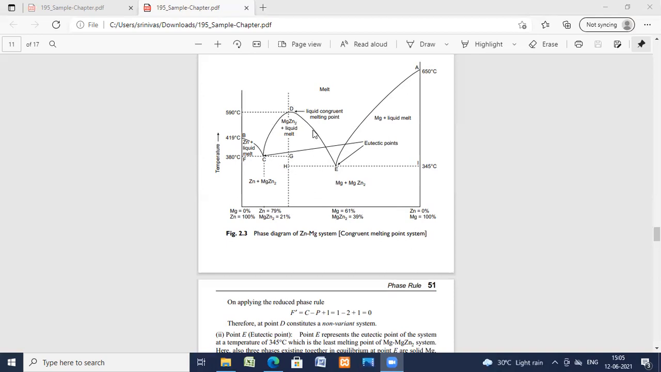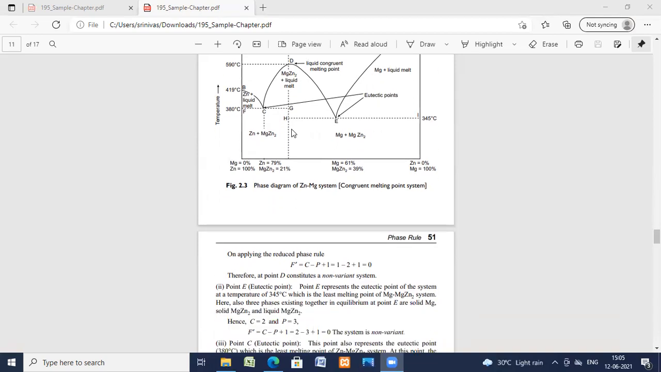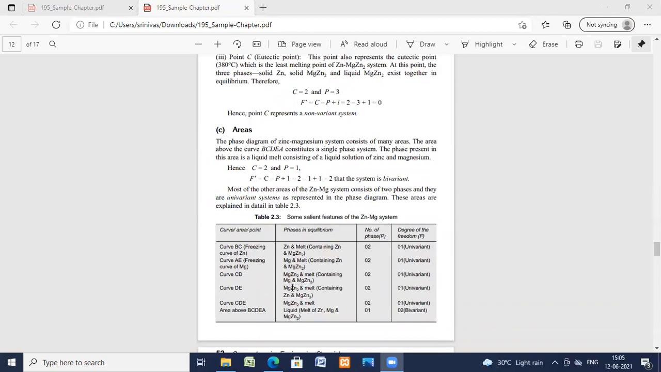So for this complete CDE curve, you are having intermetallic compound MgZn2 plus liquid melt. Here C is 2 and P is also 2. Applying the formula, F is equal to C minus P plus 1, 2 minus 2 plus 1. We get univariant system.